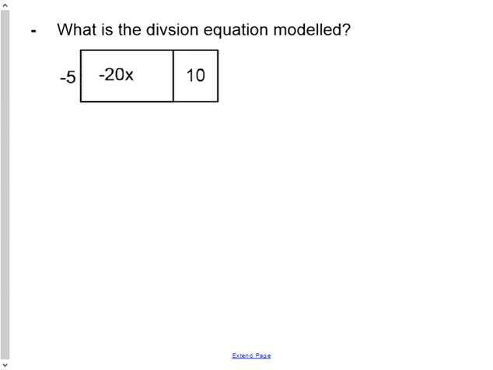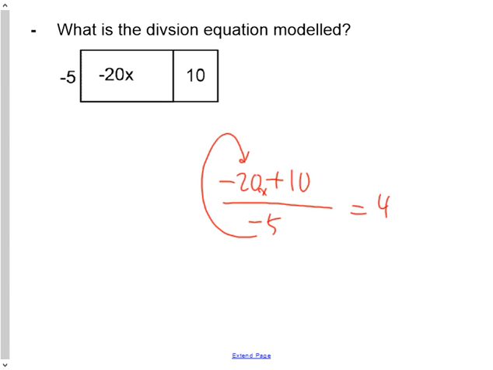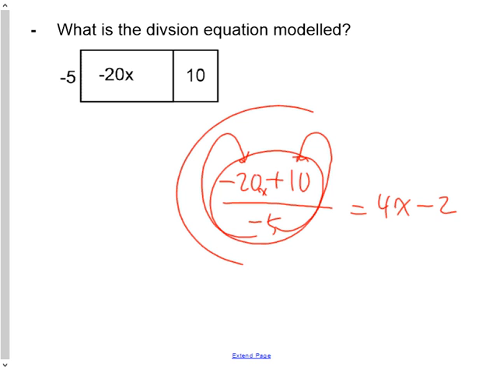What is the division equation modeled here? Area, negative 20x, divided by the side length is equal to positive 4x, because negative 20 divided by negative 5 is positive 4. And a positive 10 divided by negative 5 is a negative 2. So your answer would be 4x minus 2 is the division equation. This is the expression. This is the equation.